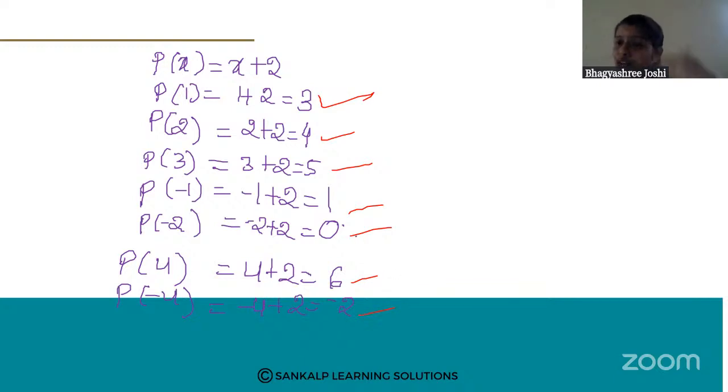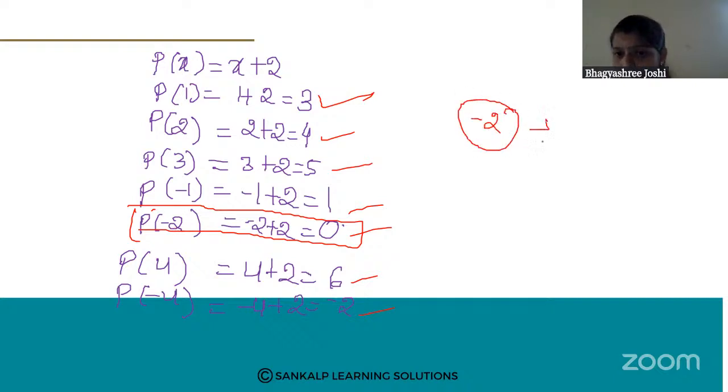So for which value of x will the polynomial value become 0? That is p of minus 2. For this value, our polynomial has become 0. Okay, I hope you understand. So p of minus 2, that is if I substitute x is equal to minus 2, then I will get the polynomial value 0. Yes, so this minus 2 is called as zero of this polynomial. What is this minus 2 called? Zero of this polynomial. Zero of the polynomial.